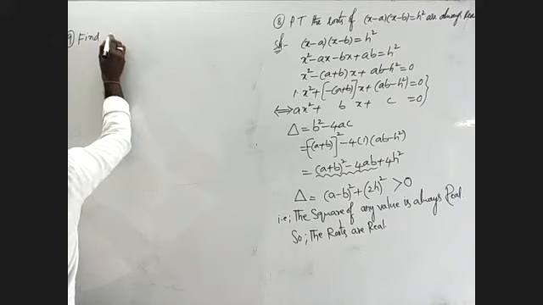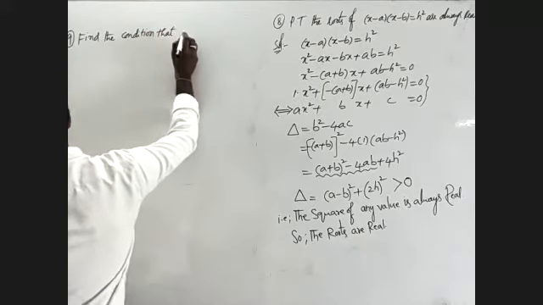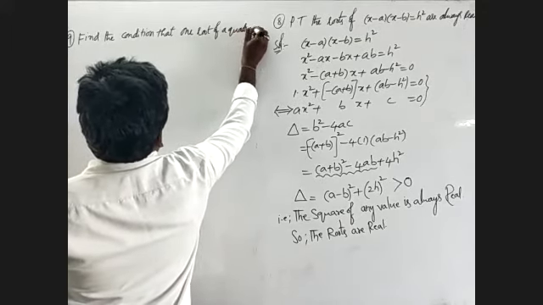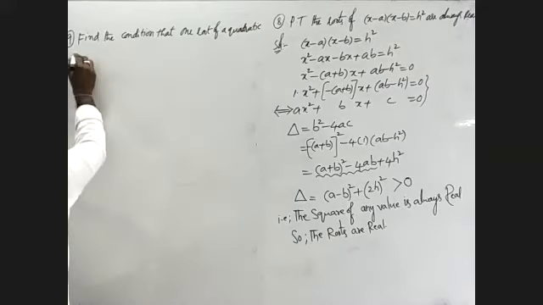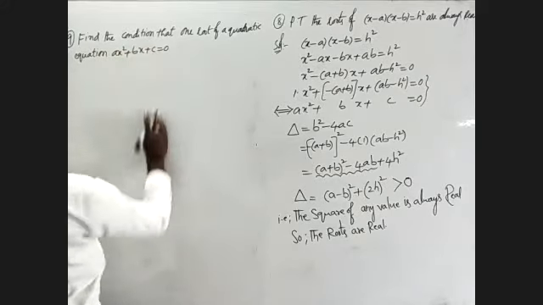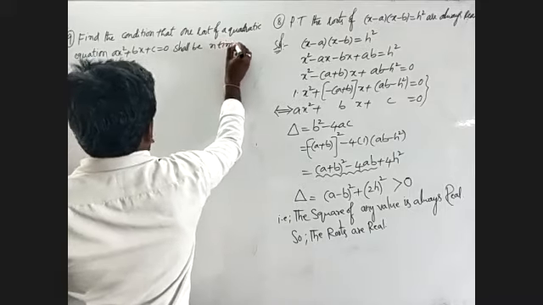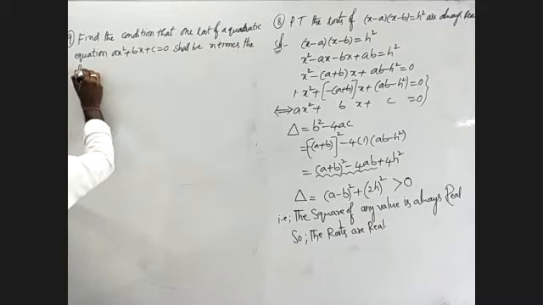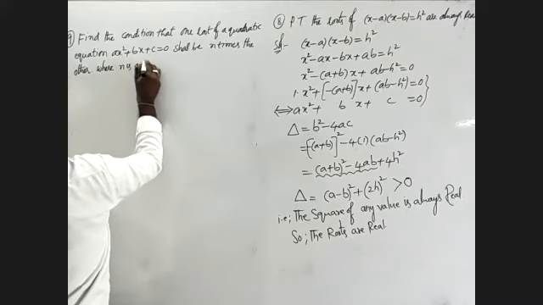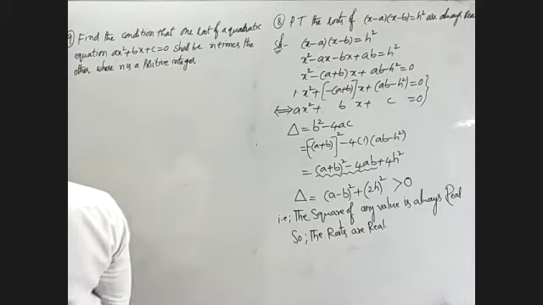Find the condition that one root of a quadratic equation ax square plus bx plus c equal to 0 shall be n times the other, where small n is a positive integer.